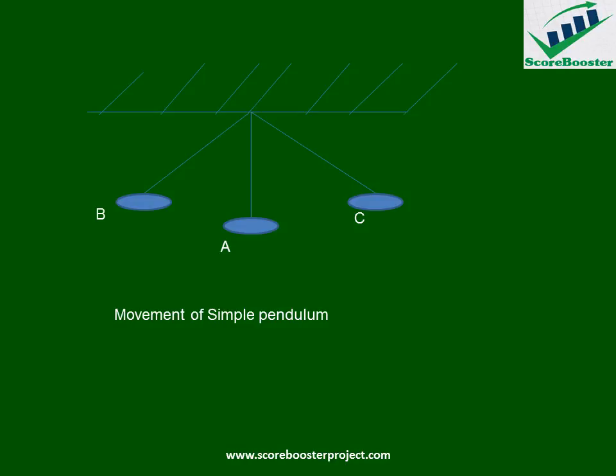Now let's look at this sketch representing various positions of a simple pendulum when suspended. The point A represents the stationary or the rest position of the simple pendulum when no external force is applied, so it's not moving. While B and C represent the maximum displacement.